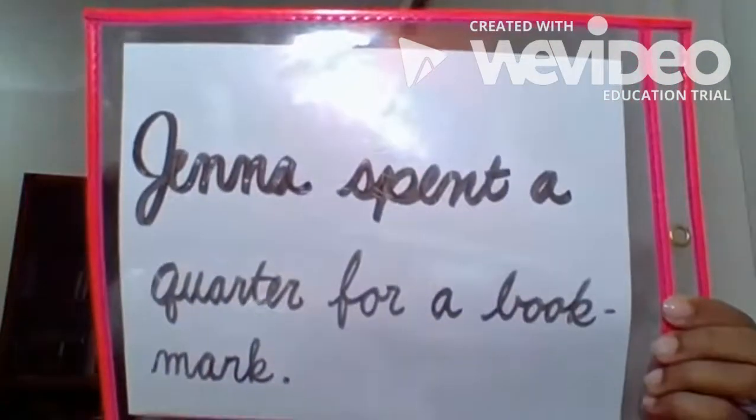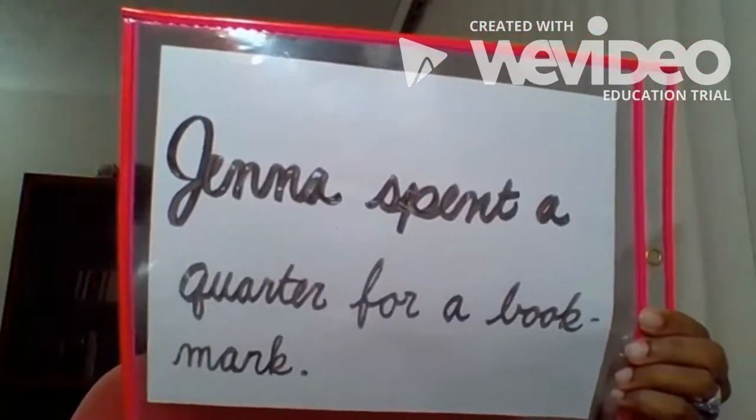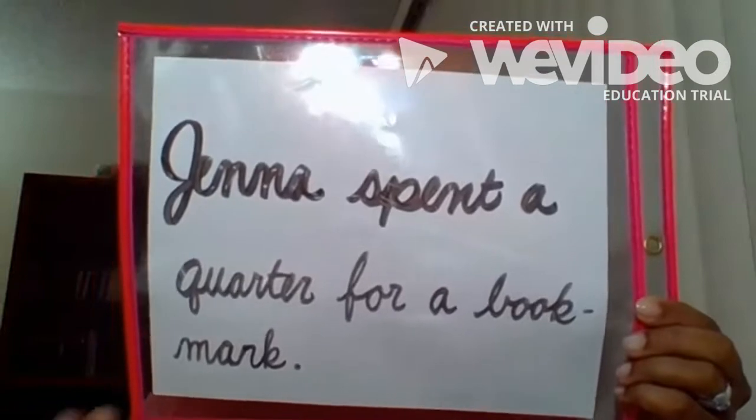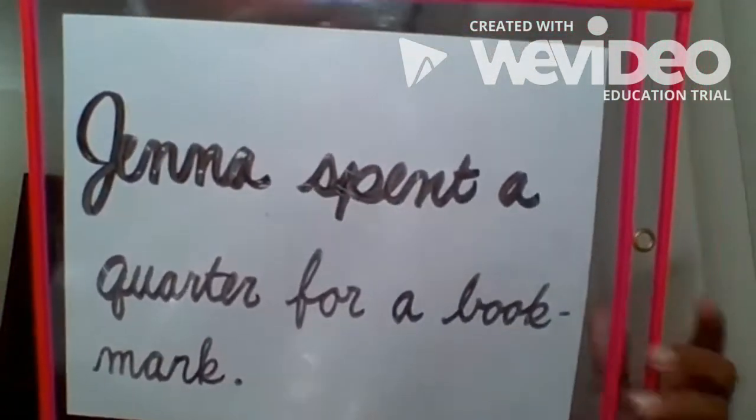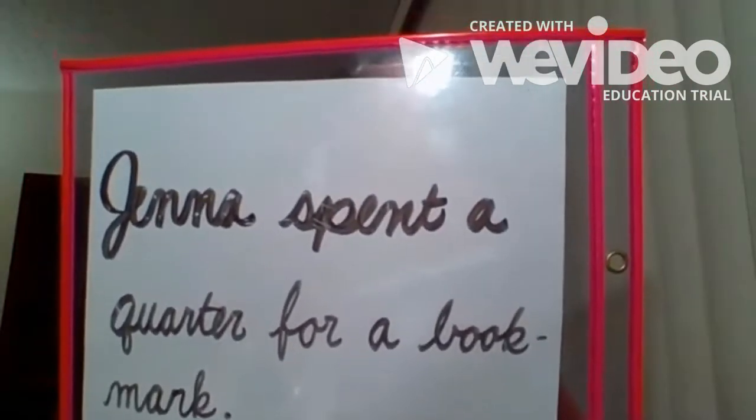Simple subject, simple predicate. Now, every sentence we have read up until this point must have a verb in the predicate part of that sentence. What is the verb in that first sentence that we read? Here, I'll show you again. Jenna spent a quarter for a bookmark. What is the verb in this sentence? If you said spent, you are correct.